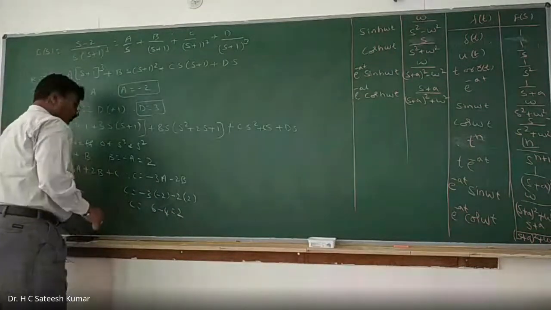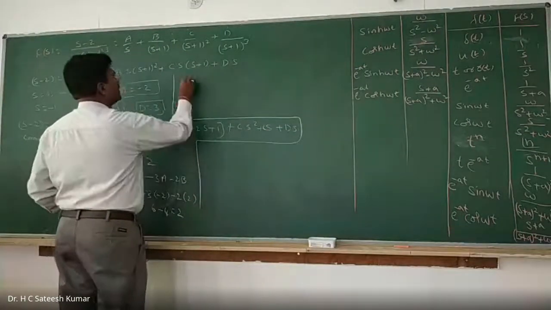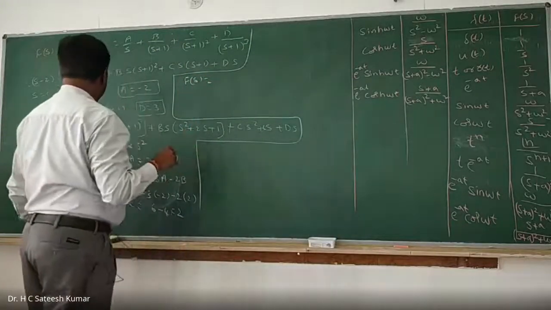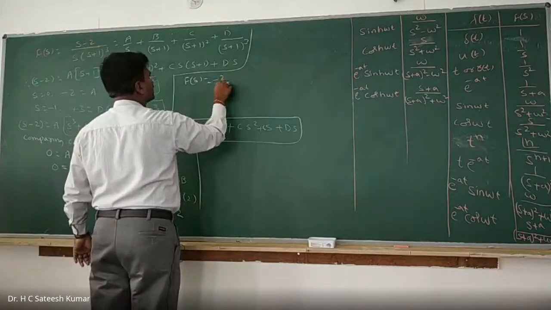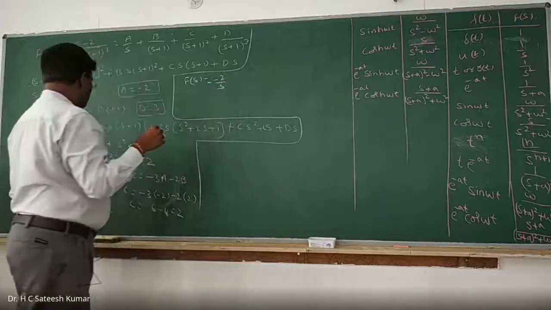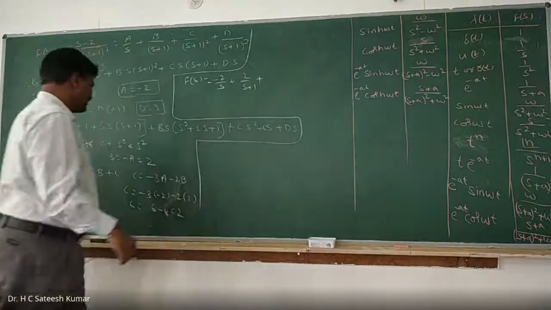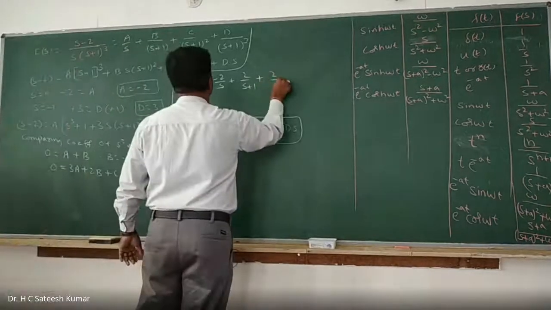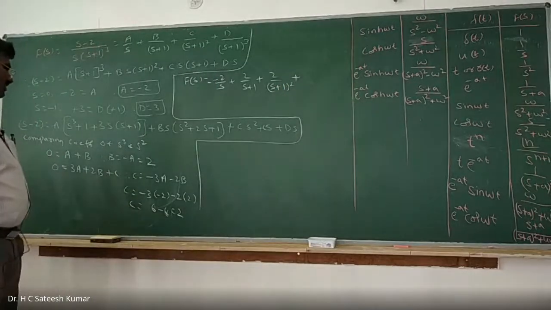So therefore, we got F of S is equal to A. A is minus 2. Minus 2 by S plus B. B is plus 2 divided by S plus 1, plus C. C is 2. 2 divided by S plus 1 whole square, plus D. D divided by S plus 1 whole cube.